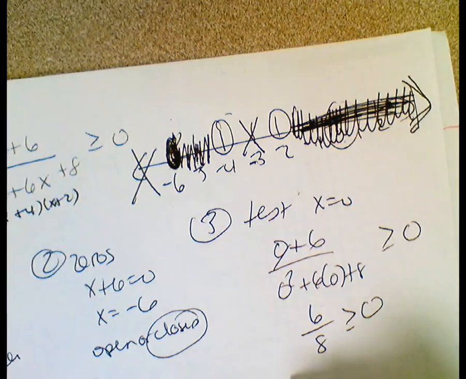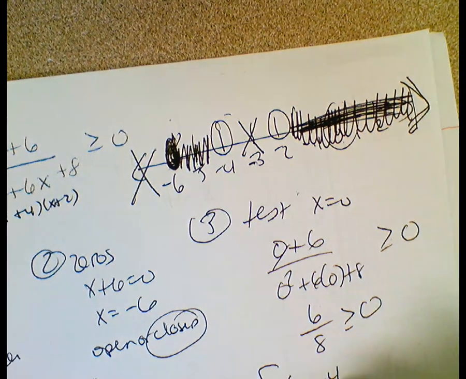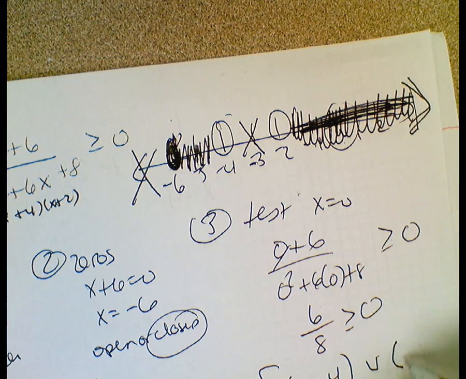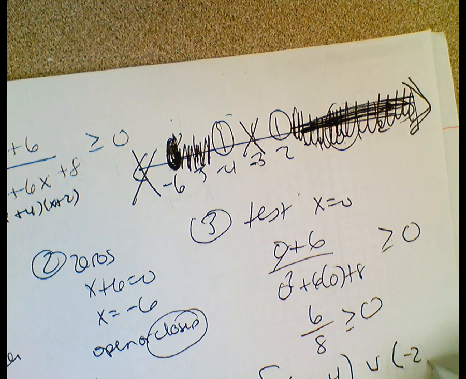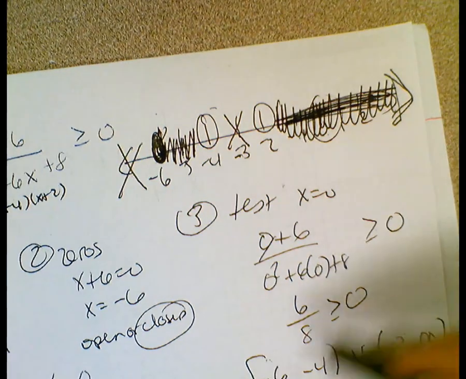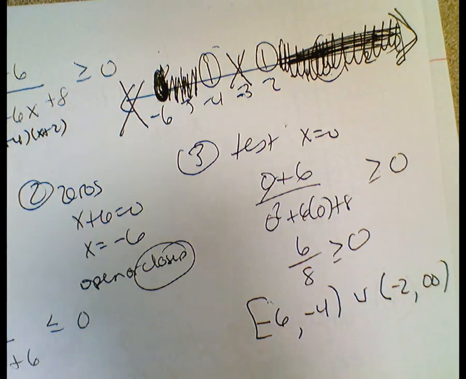So your answer should be -6 bracket to -4 in union with -2, that's parenthesis, to infinity, parenthesis. The only one that's a bracket is the -6 because -6 was a zero. Do you want me to graph this to show you?